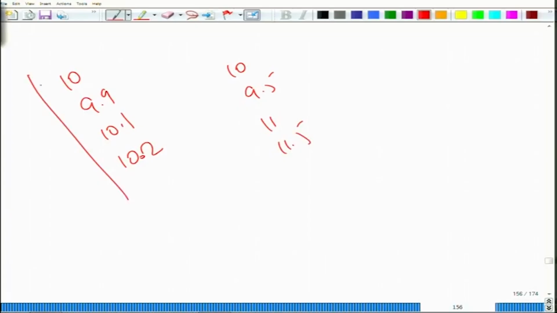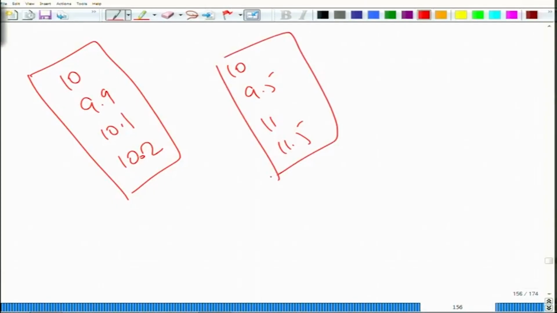So, in the first case we see that all of these values are close together. 10, 9.9, 10.1, 10.2: there is very little difference between all of these measurements, whereas in this case the range is very large. So, we say that these measurements are precise and these measurements are imprecise. How close are the values to each other?